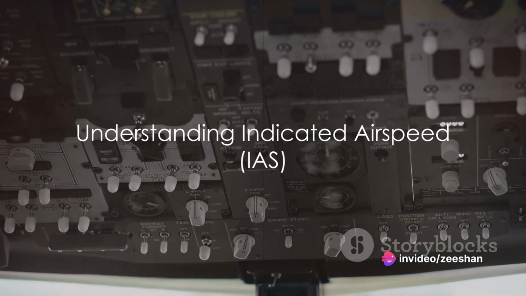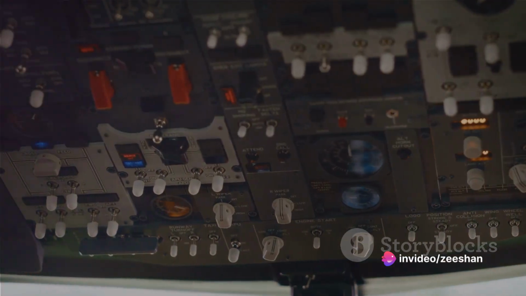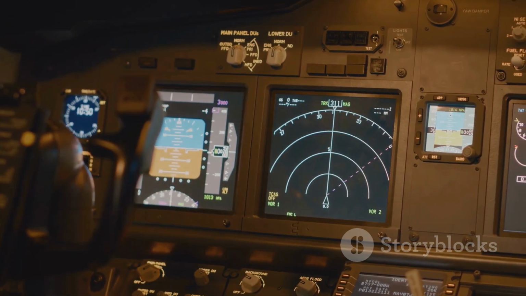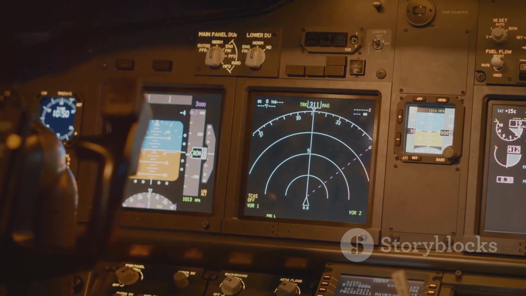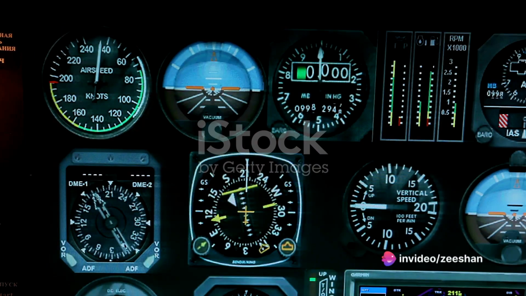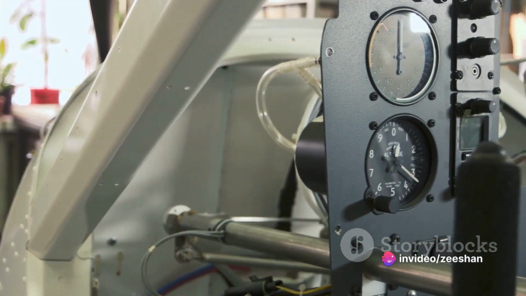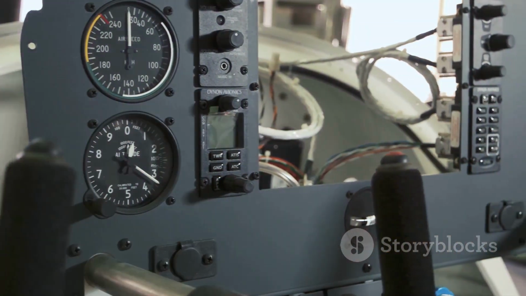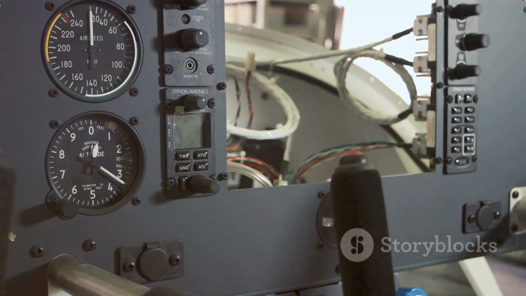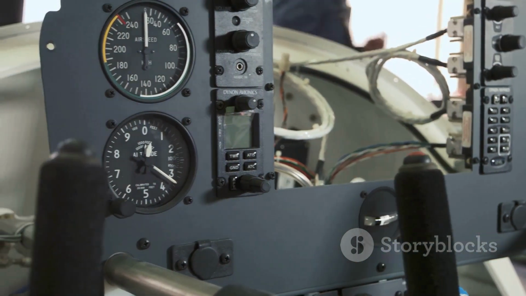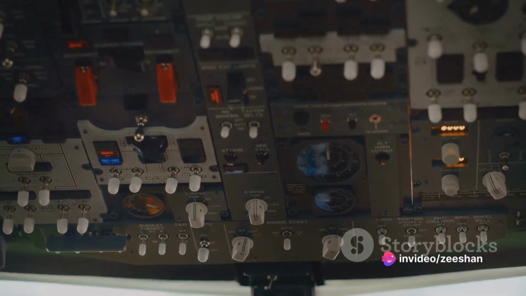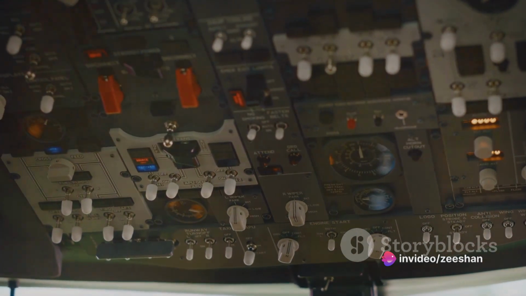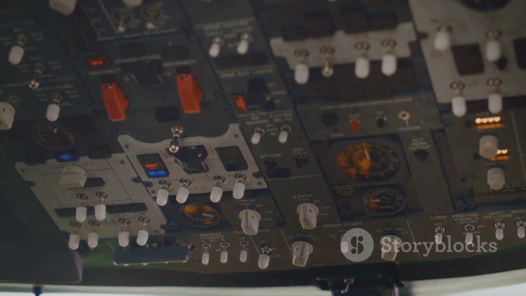Our journey through airspeed begins with indicated airspeed, or IAS. Now, what exactly is IAS? It's the speed that's shown directly on the aircraft's airspeed indicator. Simple, right? But how do we get this measurement? That's where the aircraft's pitot static system comes into play. This system, consisting of a pitot tube and static port, measures the dynamic pressure of the incoming air, which is then translated into speed. The IAS is the most basic form of airspeed, providing the raw, unadjusted speed at which the aircraft is moving through the air.